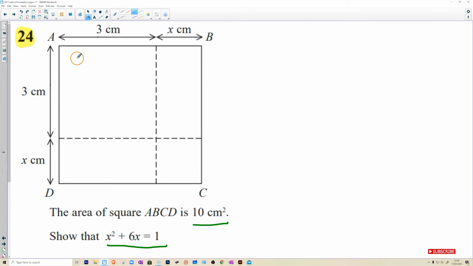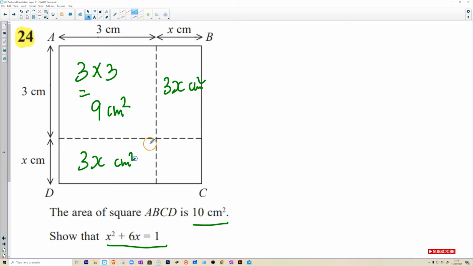So we can do this square here, which is 3 times 3, which is equal to 9 centimeters squared. This small one here, 3 times x, is going to be 3x centimeters squared. And this one here is 3 times x, so that is going to be 3x centimeters squared. And this one is x times x, so that's going to be x squared.